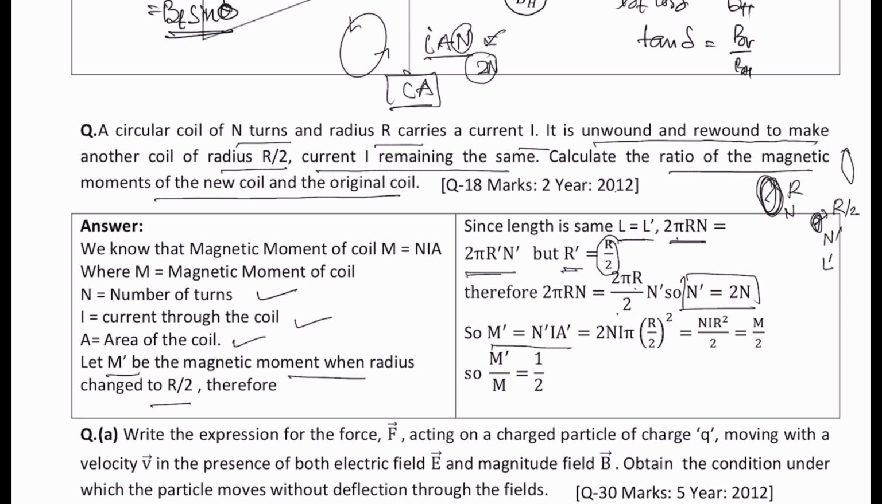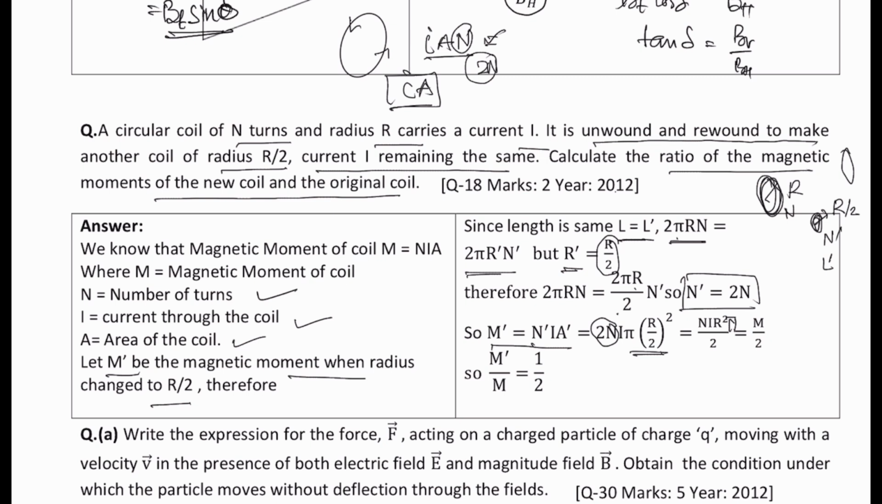So this is what is done here. Magnetic moment is equal to n dash I into a dash. A dash is the area when the radius is r by 2. So a dash is equal to pi (r by 2) whole square, and n dash is equal to twice n, correct? So this is the magnetic moment. So now we find that it is n I pi r square by 2. One of the two goes here, so it is n into I into pi r square by 2. Sorry, pi was missing here.